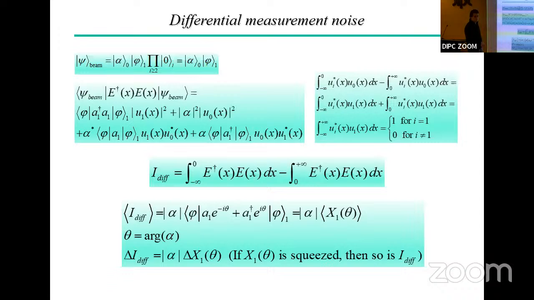And the noise that you see is proportional to the quadrature noise of the flipped mode. So you can see that the quadrature noise of the flipped mode will be responsible for the fluctuations on your beam. If this is squeezed, then you would have sub-shot noise. So to have this kind of precision measurement, I would need to produce a squeezed flipped mode.